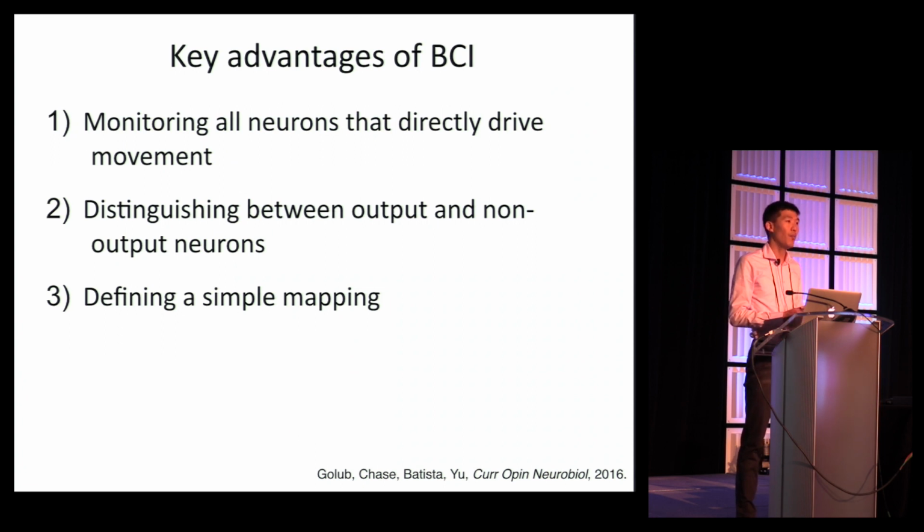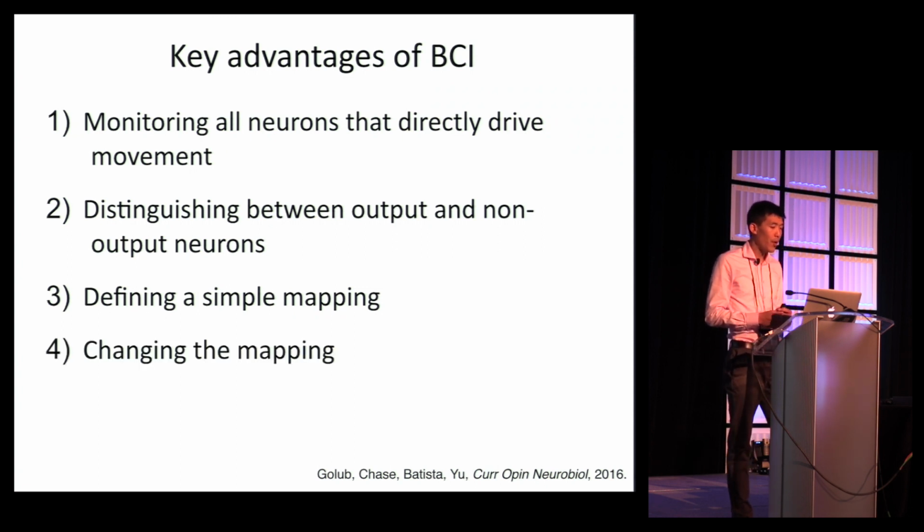Thirdly, we can define a simple mapping, like the one that I showed you on a previous slide. And this is extremely enabling because we can test certain hypotheses with linear mappings that are going to be a little harder to test if we had nonlinear mappings. And I'm going to show you an example of this. Furthermore, we can change the BCI mapping during the experiment. Okay, this is going to be a very useful tool for us because now we can study questions about learning. Right, and I will illustrate this as well.